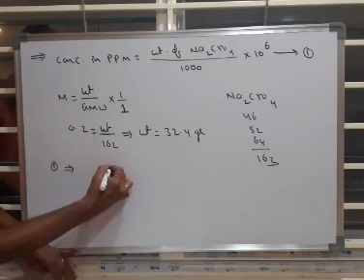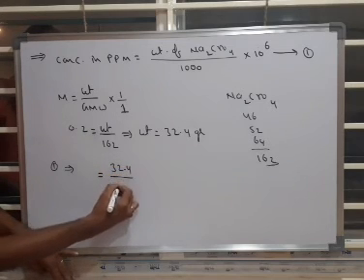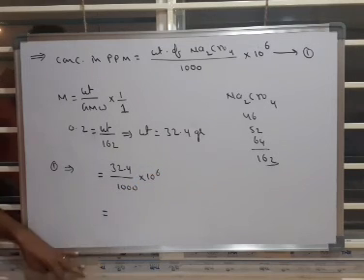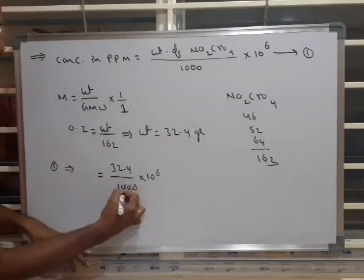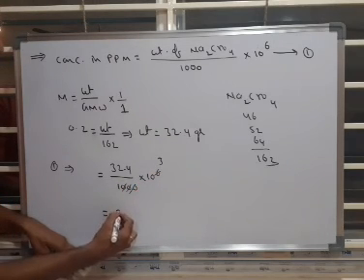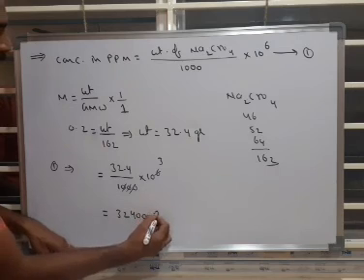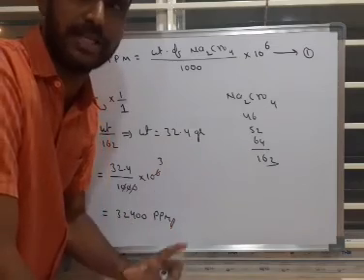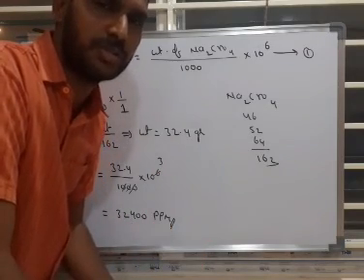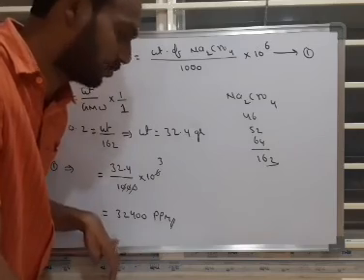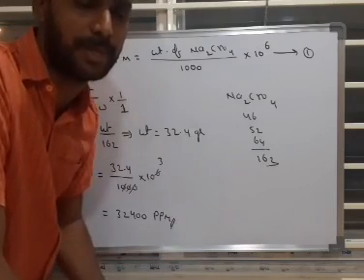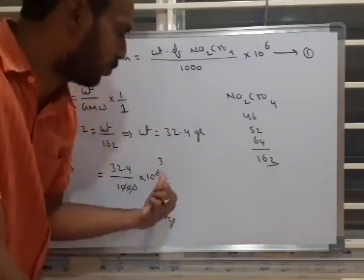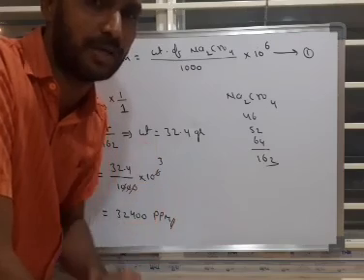So here we get the answer 32,400 ppm. Generally for very low concentration we use ppm, but here we got the answer 32,400 ppm, and it is just nothing but 32.4 grams in 1 liter.